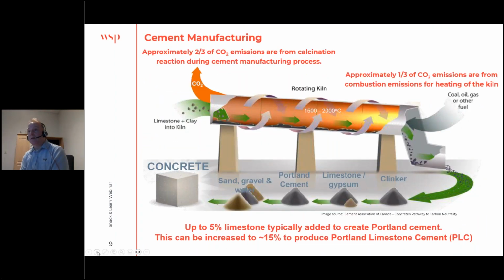And of that 8%, approximately 2/3 of it are a result of the calcination reaction that occurs during the manufacturing process, and the other third is a result of heating and combustion of fossil fuels that are used for heating of the kiln. And out of the kiln comes clinker that becomes mixed together with limestone and gypsum equals Portland cement, mixed together with sand and gravel and water equals concrete.